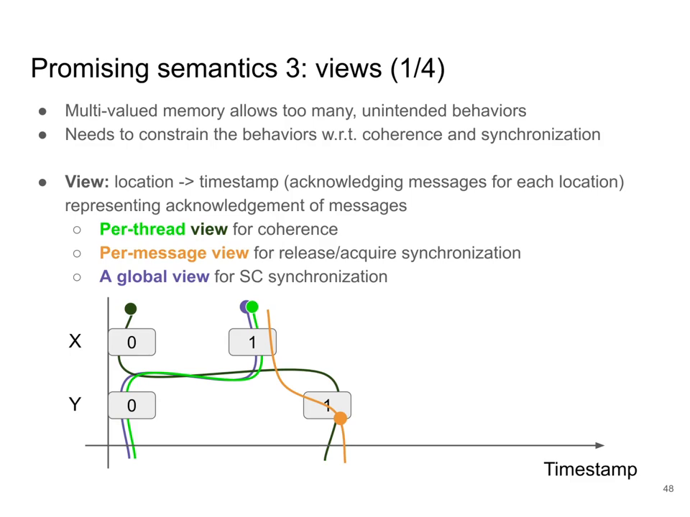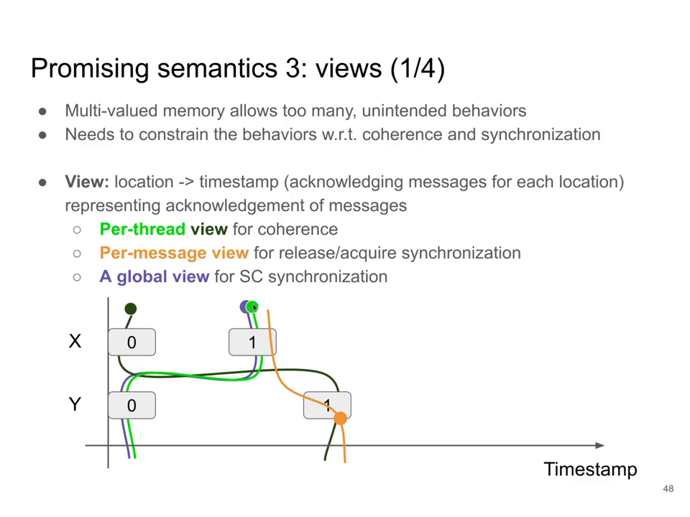So first things first, what is a view? A view is a mapping from location to the timestamp. So it is a definition in the promising semantics, and here are a few examples. The first example is a per-thread view. For example, we said that this bright green is for thread 1 and this dark green is thread 2, and each thread has a view for coherence.